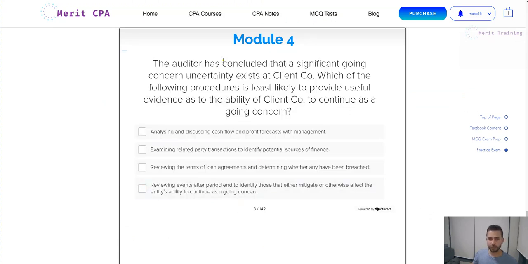So next question, question 3. So the auditor has concluded that a significant going concern uncertainty exists at Client Co.